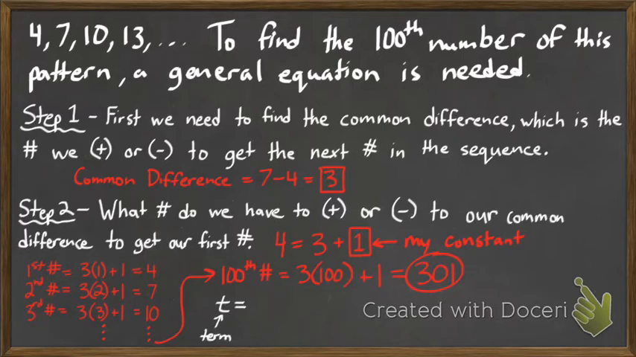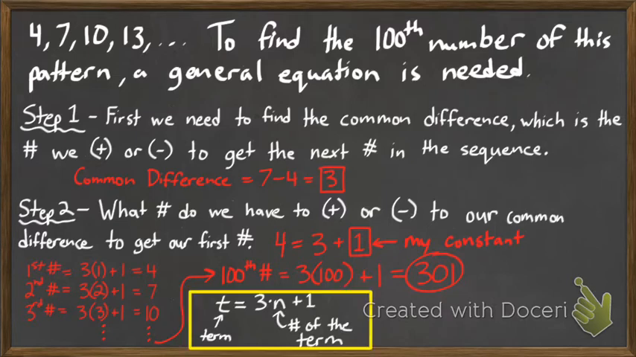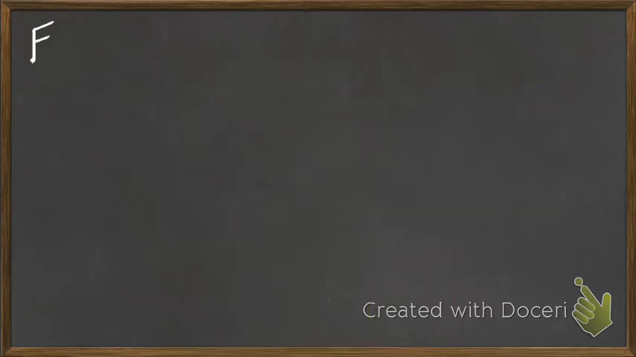To have a more generic equation to find any term in this linear pattern, we're going to say that t, our term, equals 3, our common difference, times n, which is the number of the term, plus our constant. So using this general equation, I can find any term or any number of the term in our sequence. Pretty cool, huh? Alright, next example.